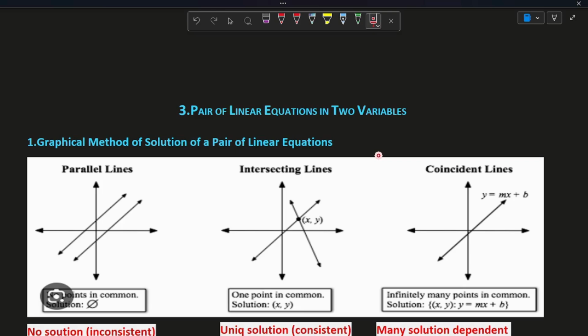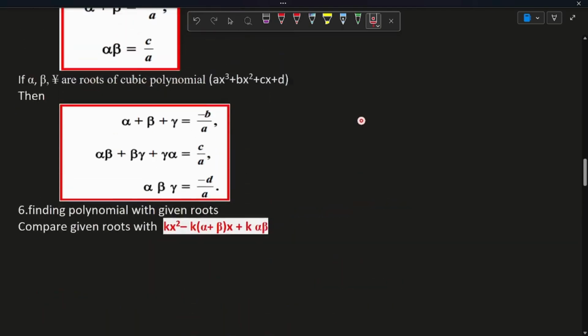The topic we'll discuss today is pair of linear equations in two variables. Before going to the explanation, we'll make a quick revision of polynomials, which was discussed in previous classes. Those who have not seen my classes on polynomials, please go through them. We'll just make a quick revision of it.